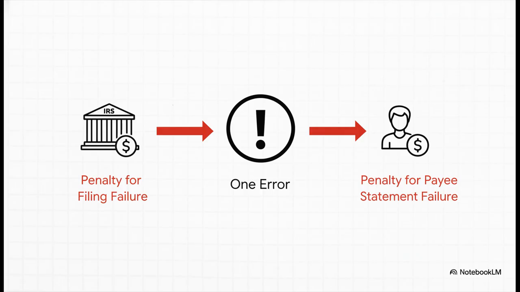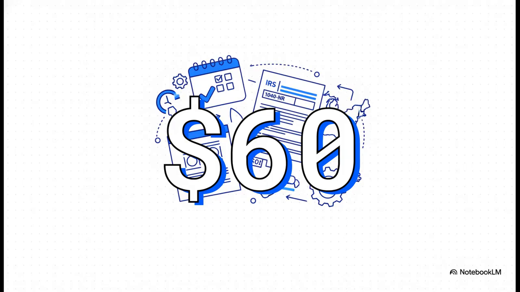Oh no, they charge a penalty for each wrong form you file with them, plus a separate penalty for each wrong statement you give to the contractor. So one mistake for one person can mean 2 penalties right off the bat. Now imagine that across your entire team of foreign contractors. It just snowballs. So let's actually look at the numbers, using tax year 2025 as an example.